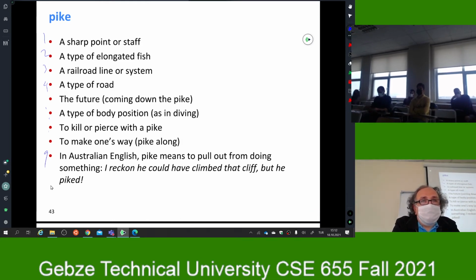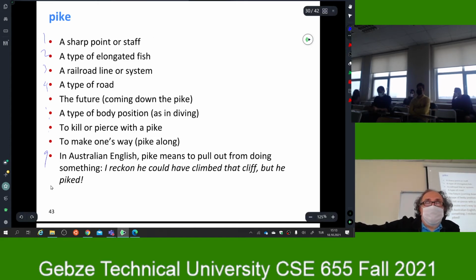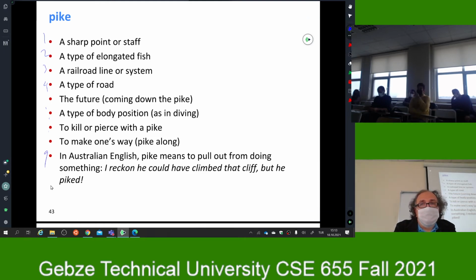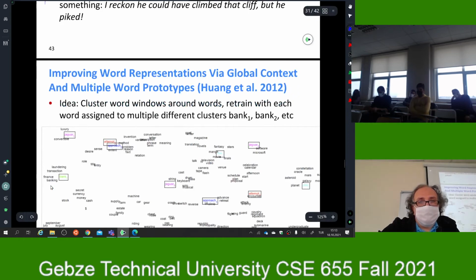Assigning one of these numbers to a word, pike, happening in a sentence. Take the sentence, find this word pike, and try to assign the correct number to that one. I know this pike means a type of road. I know this pike means to kill or pierce with a pike. Okay? So that's a word sense disambiguation example.